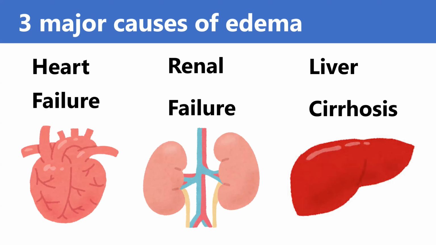There are three major causes of edema, which are heart failure, renal failure, and liver cirrhosis. So when you see a patient with edema, first of all, you can think of dysfunction of three organs: heart, kidney, and liver. And this is very basic, but also a useful approach to assess a patient.